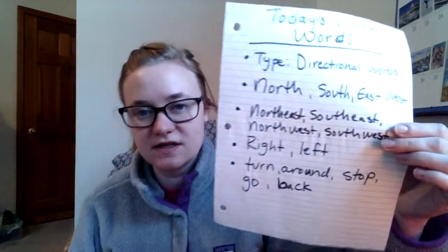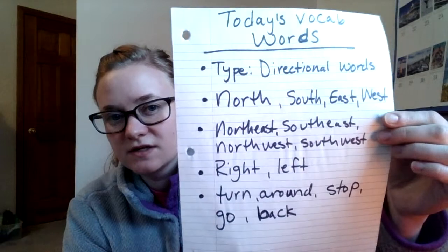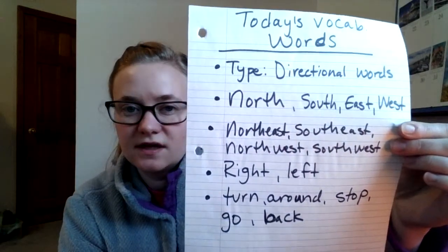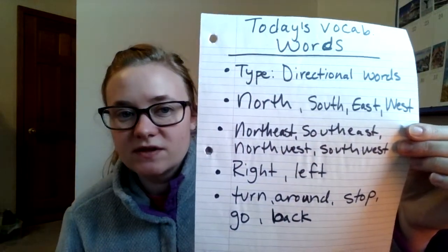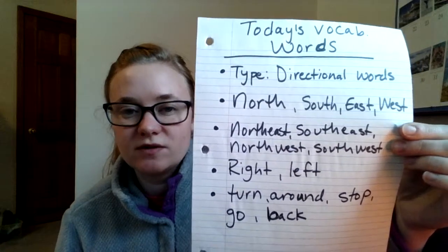So yesterday we did our lesson on directional words. What I want you to do is take out your vocabulary notebook, and we're going to write in it the list that I gave you yesterday. Your today's entry should look like this. I'm going to write today's date, and then the type of vocabulary words: directional vocabulary words.